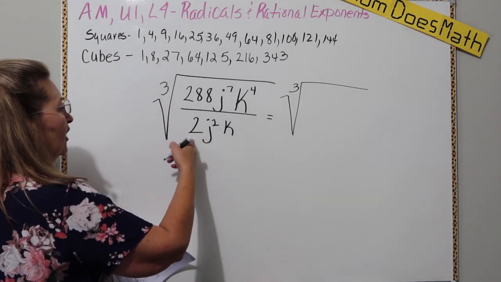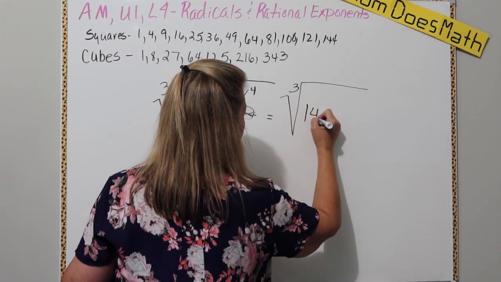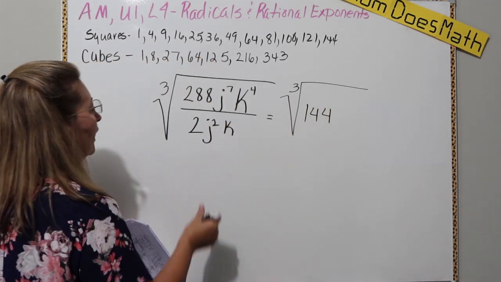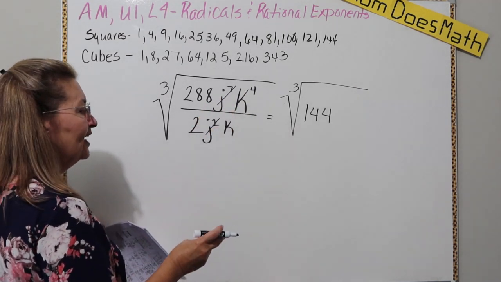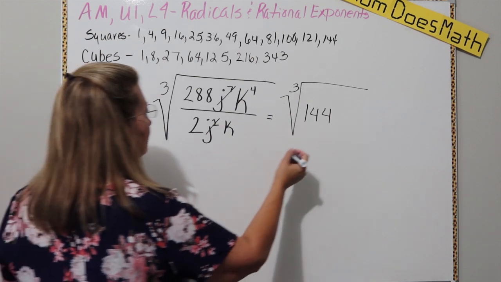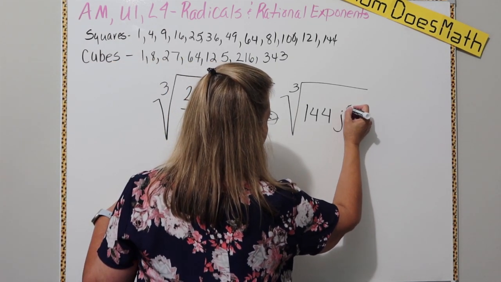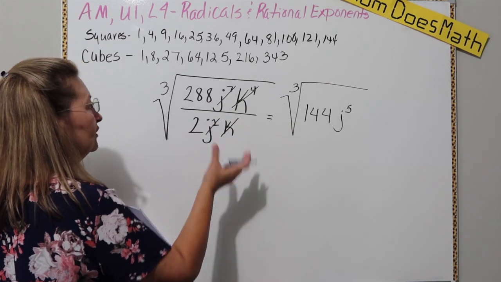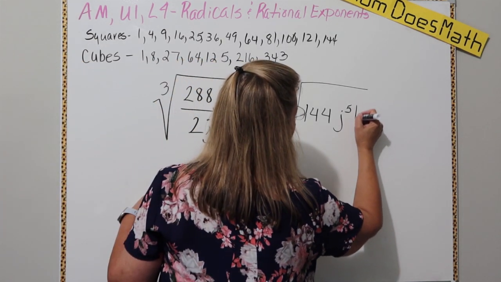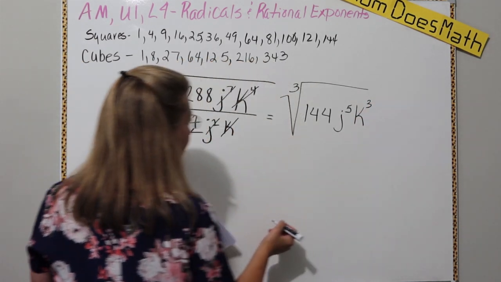288 divided by 2 is 144. All right, j to the 7th over j to the 2nd. Remember, you subtract exponents. The largest one is on top, so it's going to stay on top. And k to the 4th over k. You're still subtracting exponents, so now you have k to the 3rd.